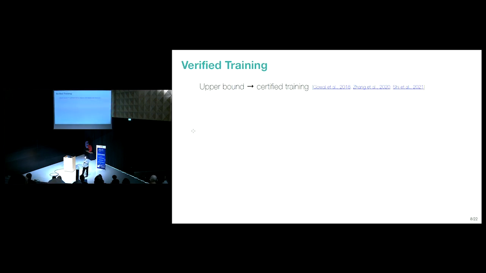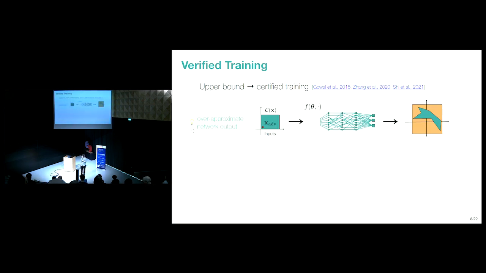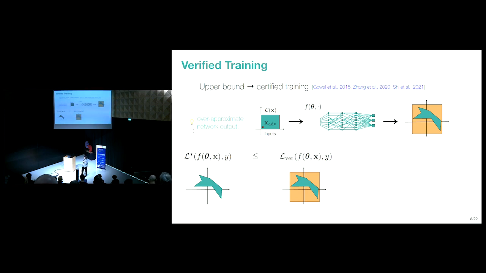The other way around is to use upper bounds to the worst case loss. This is called certified training. In order to do this, the idea is relatively simple. You replace that output reachable set with an over-approximation. Once you have this over-approximation, you can compute the worst case loss over the over-approximation itself and train a network that correctly classifies the whole orange set. It's going to look something like this.